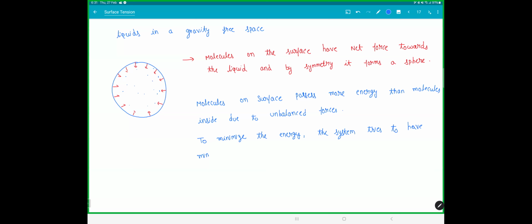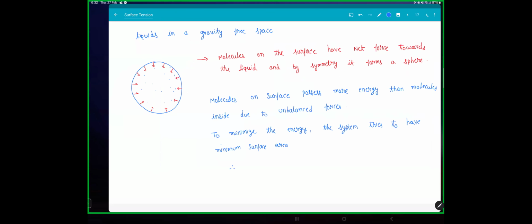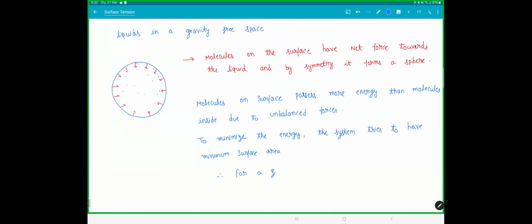Now comes max. So for a given volume, which shape will have the minimum surface area? Meaning if I give you 1 kg of some material, and if I tell you to make any shape, you'll observe a sphere has the least surface area. This comes from max. So for a given volume, sphere has the least surface area.